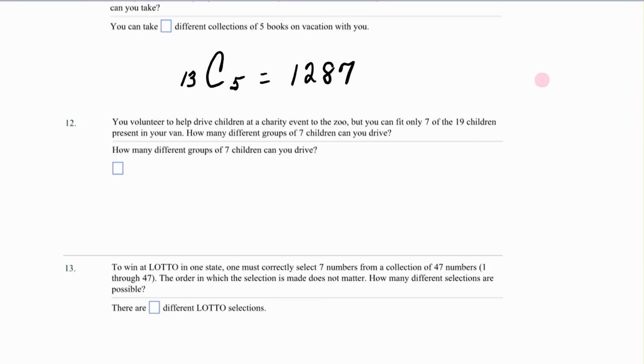All right, number 12. You volunteer to help drive children at a charity event to the zoo, but you can only fit 7 of the 19 children present in your van. How many different groups of 7 children can you drive? It doesn't matter whether you're choosing them first or second or third, you just have to get 7. So order doesn't matter. So this is the combination of 19 taken 7 at a time.